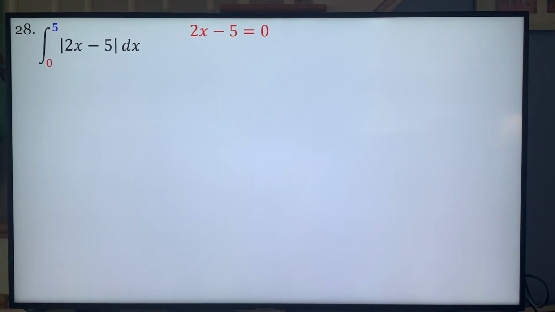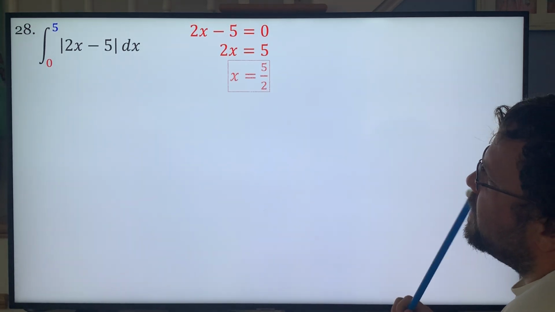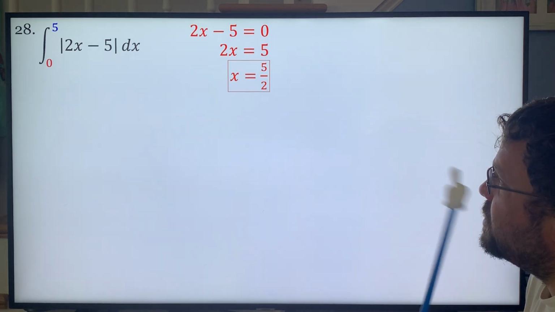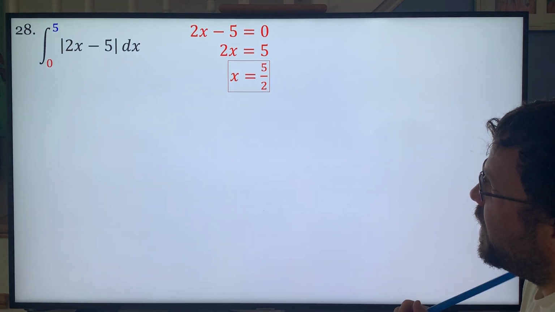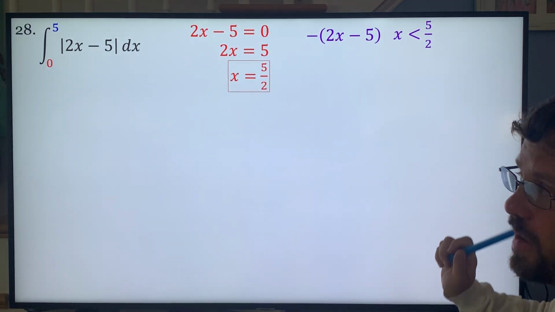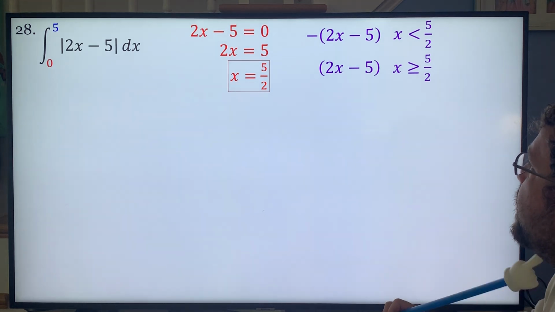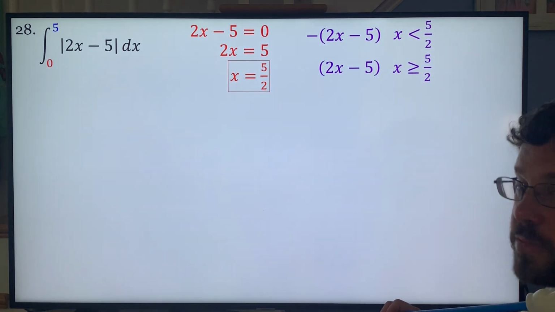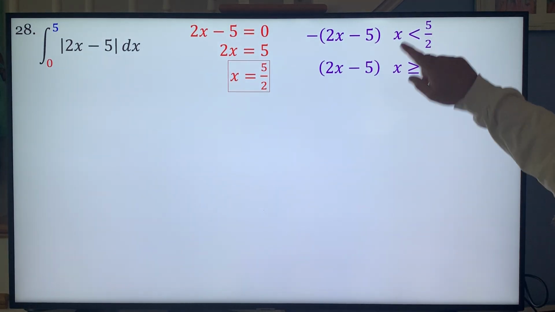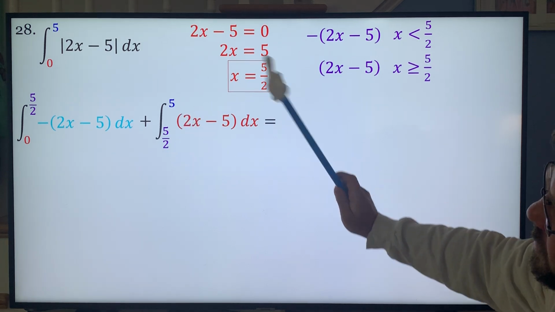Alright, let's look at our answers. 2x minus 5, you set it equal to 0. 2x equals 5 and x equals 5/2. So next step, we set up our piecewise equation. It's going to be negative if x is less than 5/2 or 2.5, and it's going to be positive if x is greater than 5/2. We still okay? Set up our integration from 0 to 5/2. You have the negative. From 5/2 to 5, you have the positive.